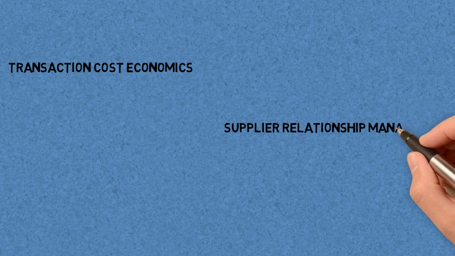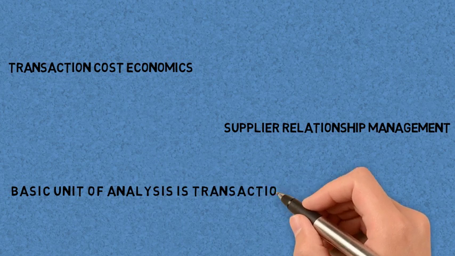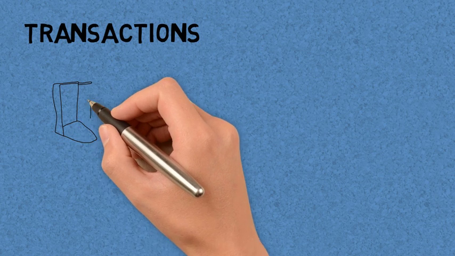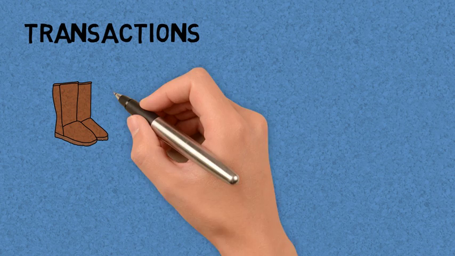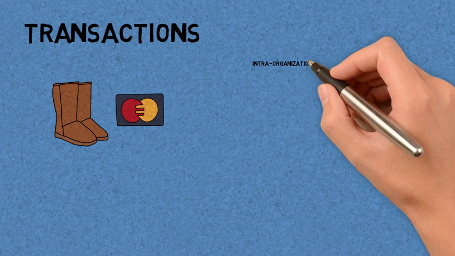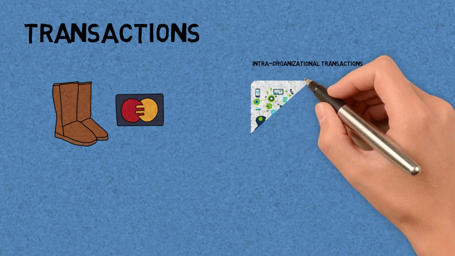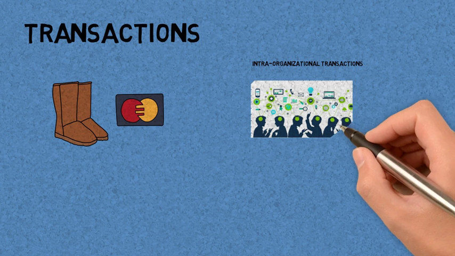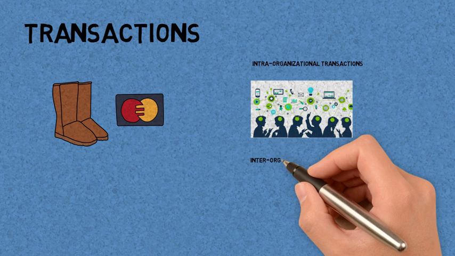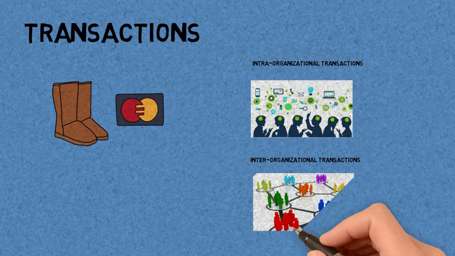Keep in mind that in transaction cost economics, the basic unit of analysis is transactions. Transactions, more specifically, are typically defined in supply chain management as a good or service being transferred across an organizational boundary. Of course, you can have both intra-organizational transactions, or movement of goods or services or communication within an organization, or inter-organizational transactions, which is the movement of goods or services or communication between buyer and supplier.